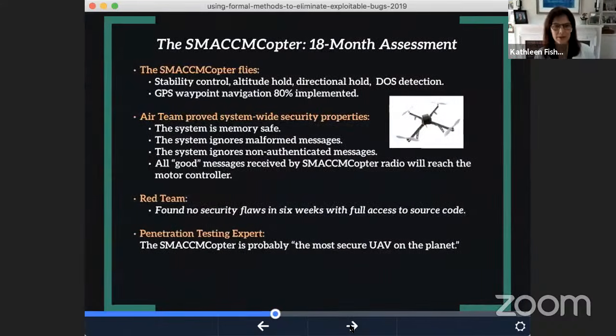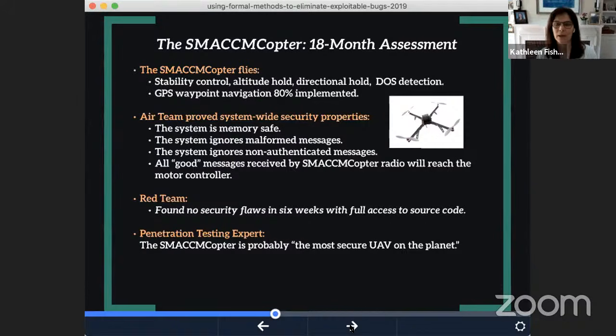So what had they accomplished by the end of the 16 months? The SMACM copter at that point was able to fly. It had stability control, altitude hold, directional hold, and a new feature, specifically denial of service attack detection. It had GPS waypoint navigation that was about 80% implemented. The original one had full GPS waypoint navigation.